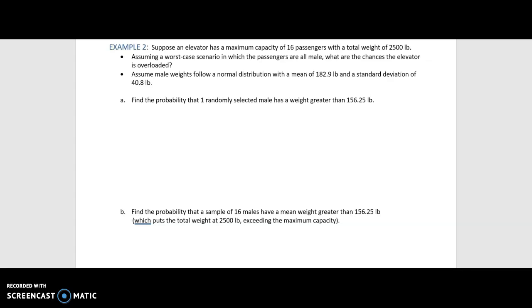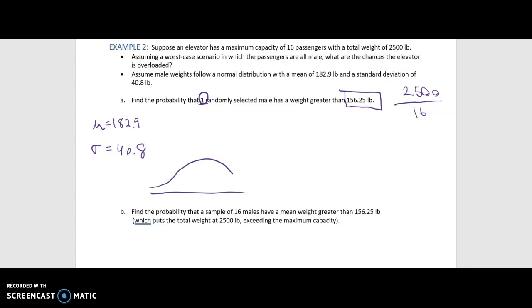And we want to assume the weights follow a normal distribution with a mean of 182.9 and a standard deviation of 40.8. So first we want to find the probability that one randomly selected male has a weight that's greater than 156.25. And that 156.25 is gotten by taking 2,500 and dividing it by 16. So what we need to do first is draw a diagram. The mean's 182.9, and we're looking for a weight higher than 156.25.